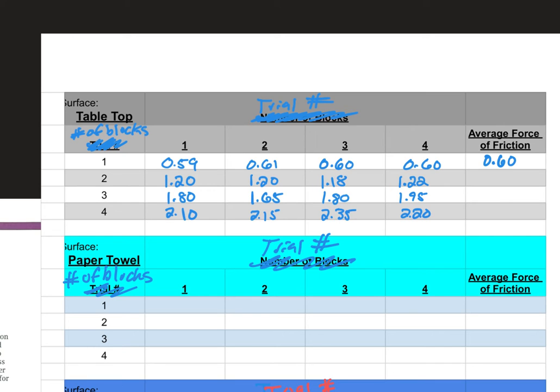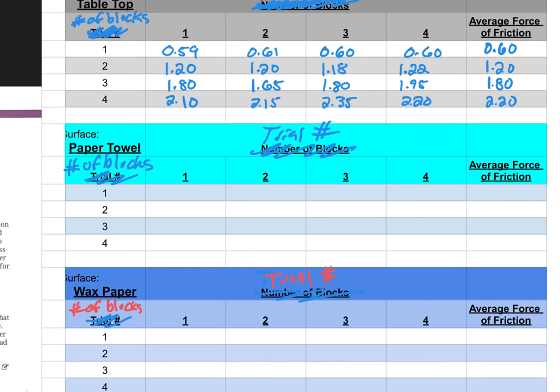For 2 blocks, our average was 1.20. For 3 blocks, our average was 1.80. And for 4 blocks, our average was 2.20. So notice what happened to our average force of friction as you added another block. You'll notice that it went up. It didn't double every time, but it did go up. All right, so we'll come back to these values shortly.